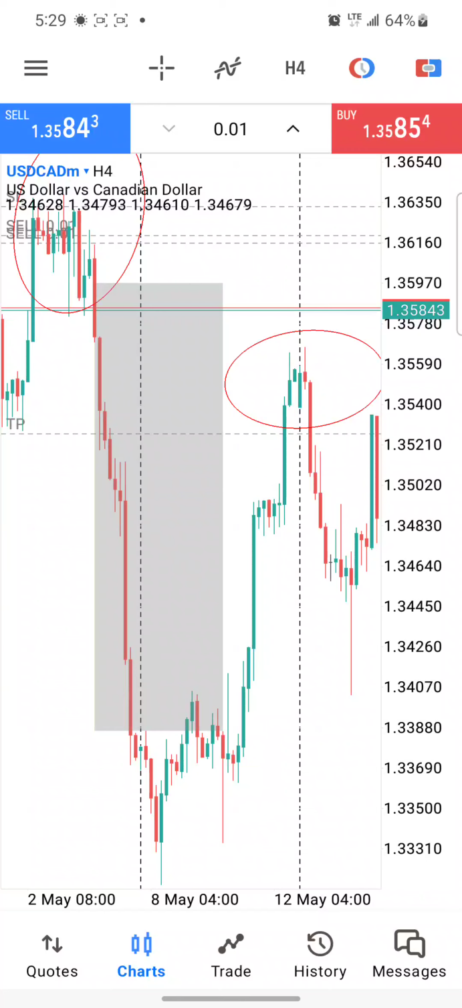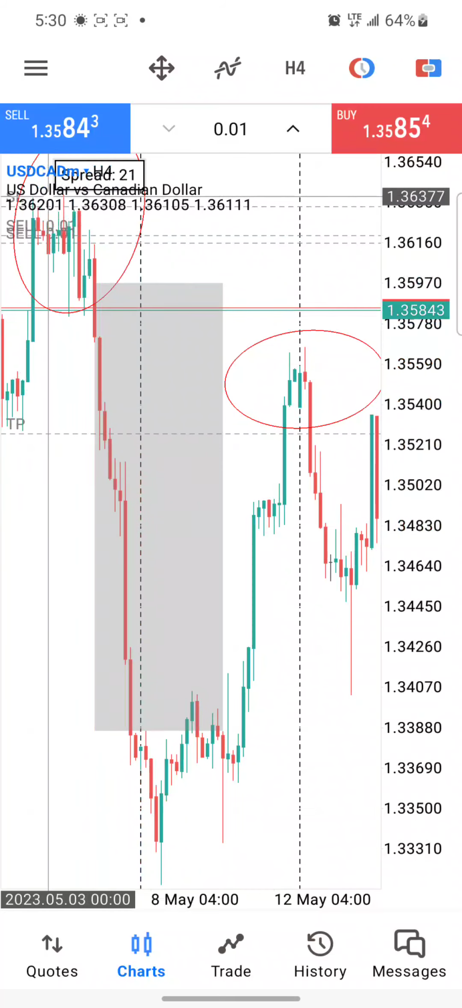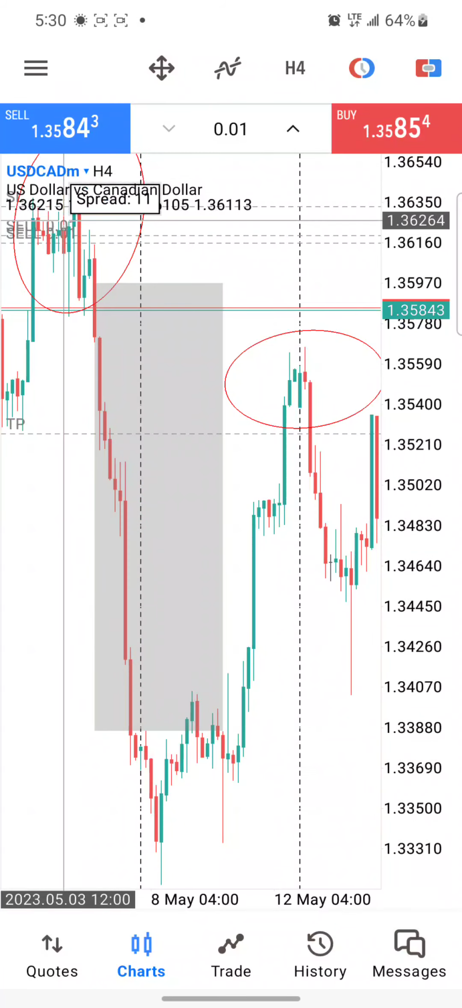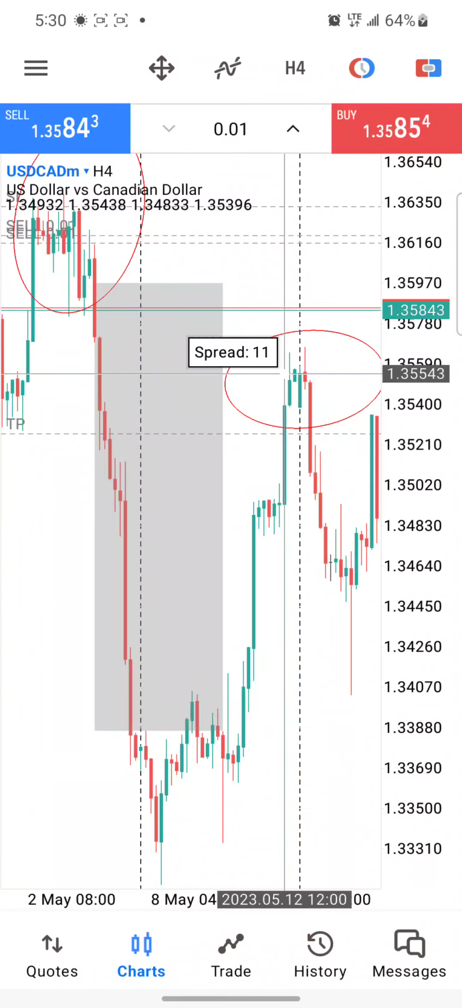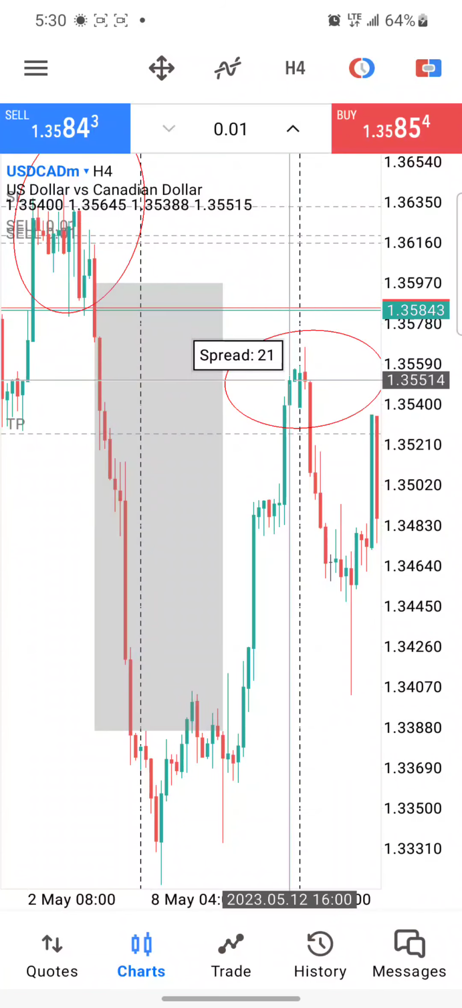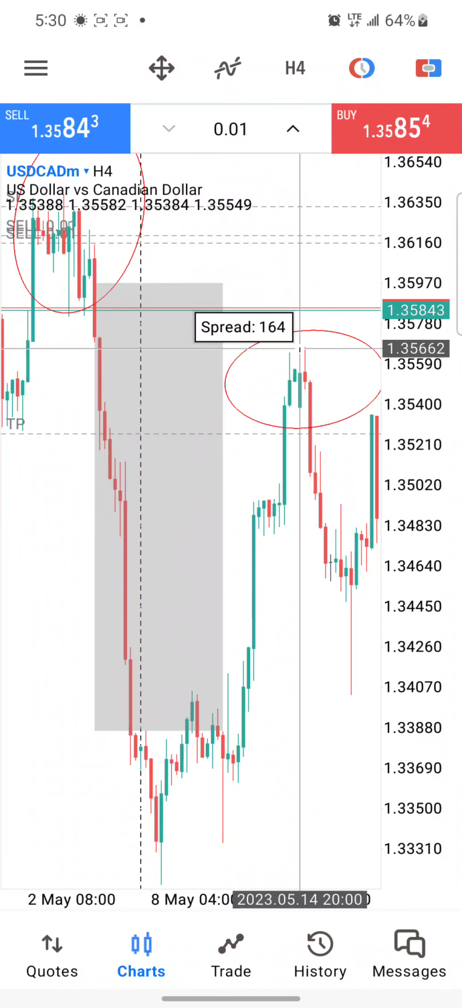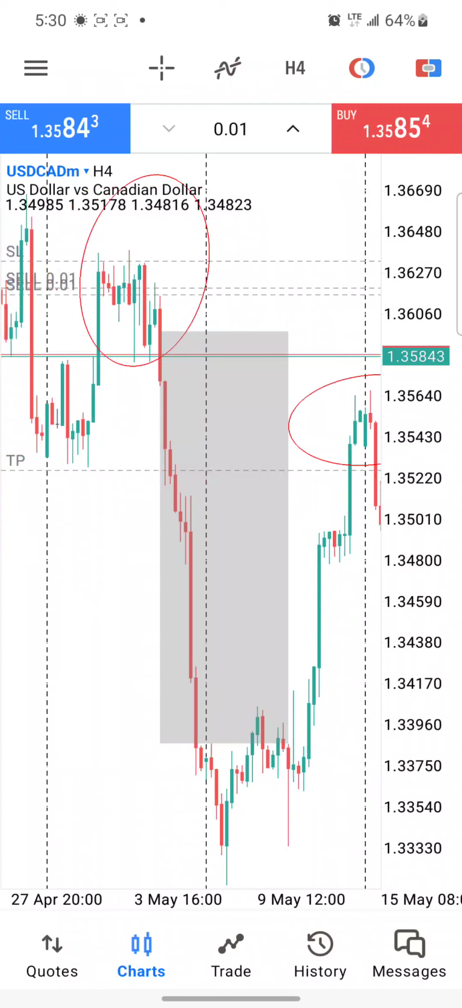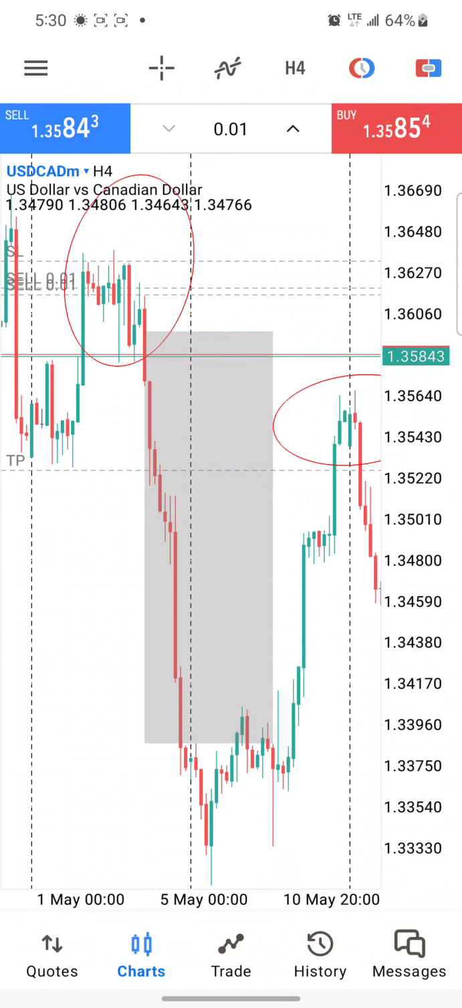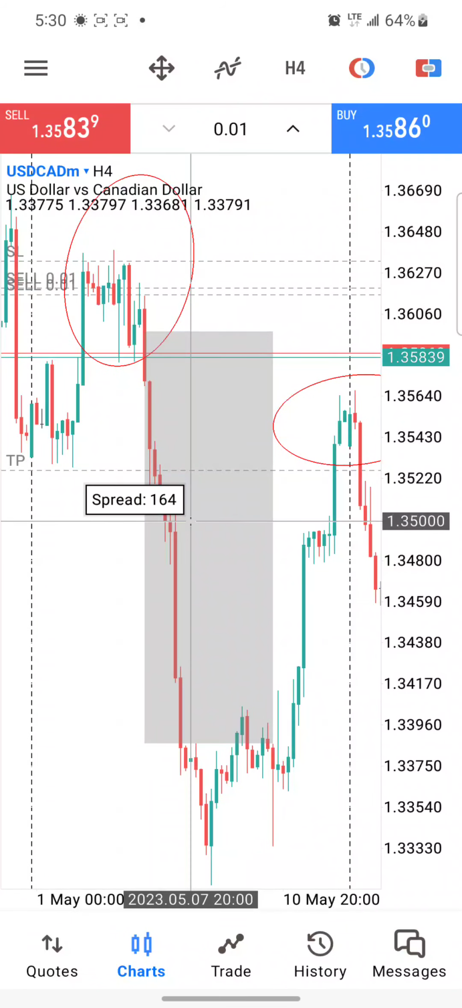Where you see ranges, often there is inducement created. The first circle is where the range was. Let me point out with this. So this is where the range is. And then the second point here is where the market created the inducement. So you see the market induced. Now the market induced from this point. As you see, the market has induced.